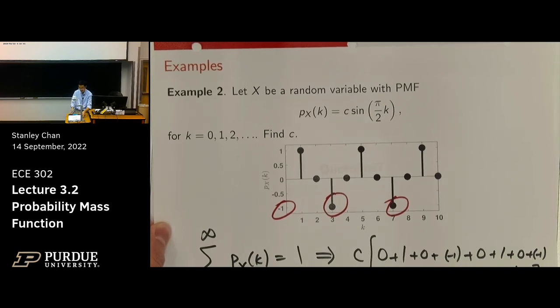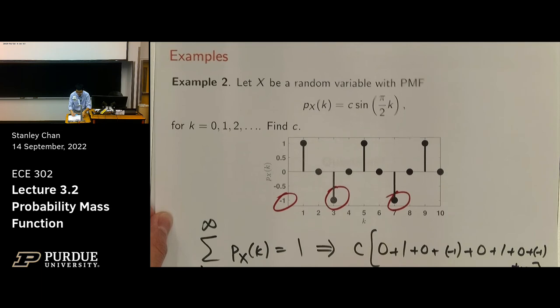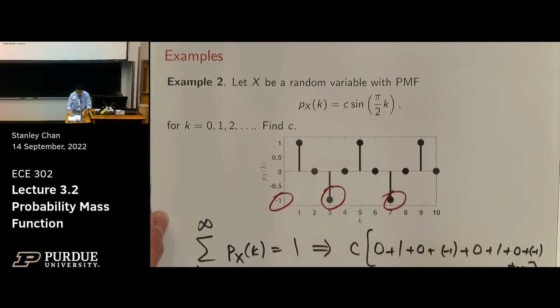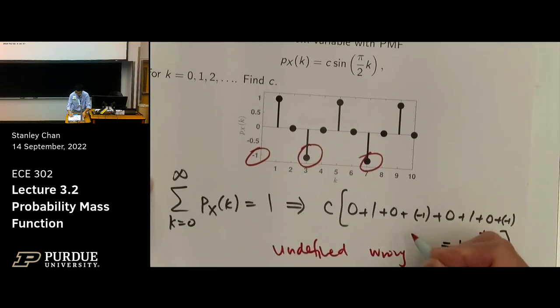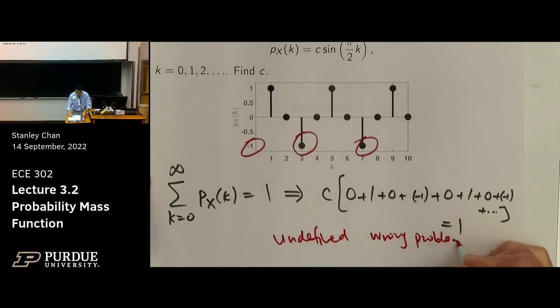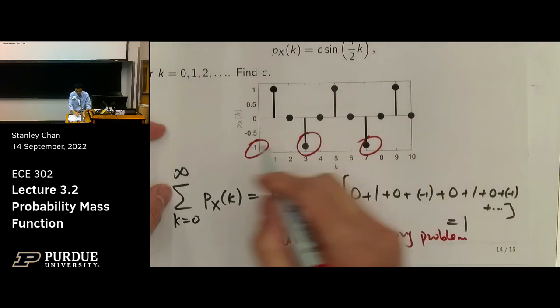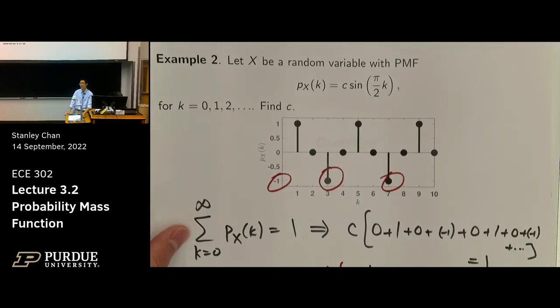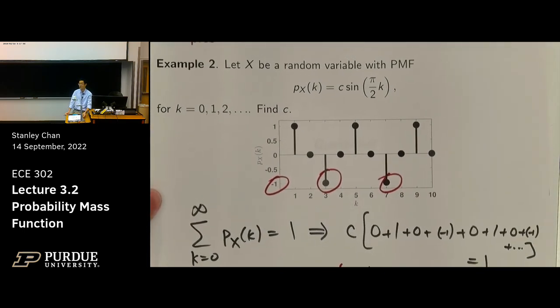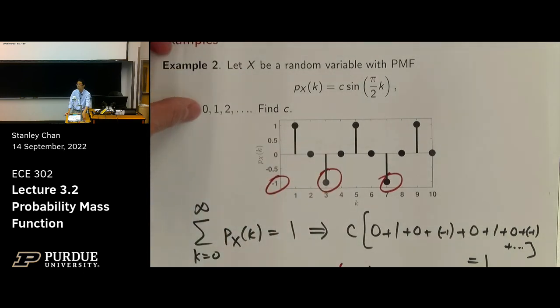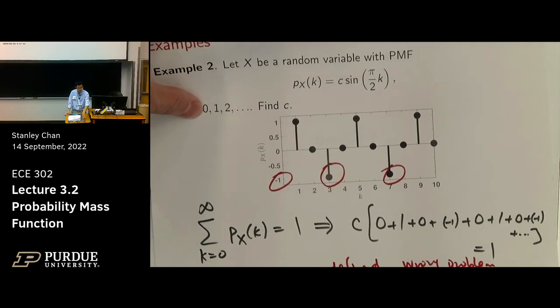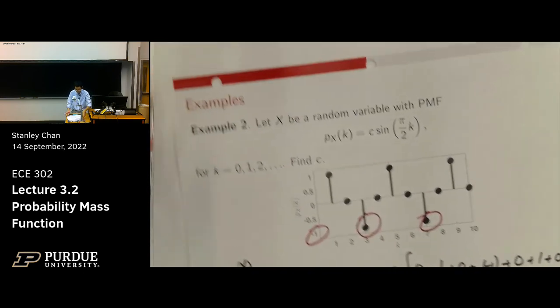So the answer is that it's undefined, or wrong problem. So don't say that C is infinity, or C is 1. Just because all the probability has to be positive, at least non-negative. You cannot have negative probabilities. All right.